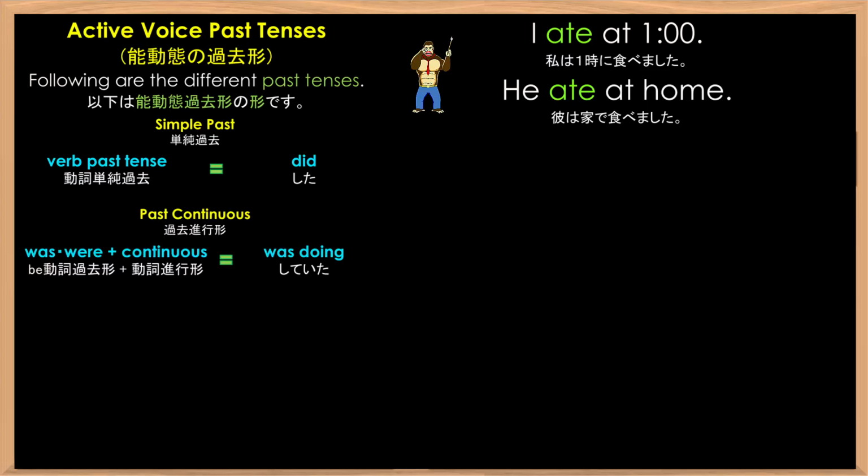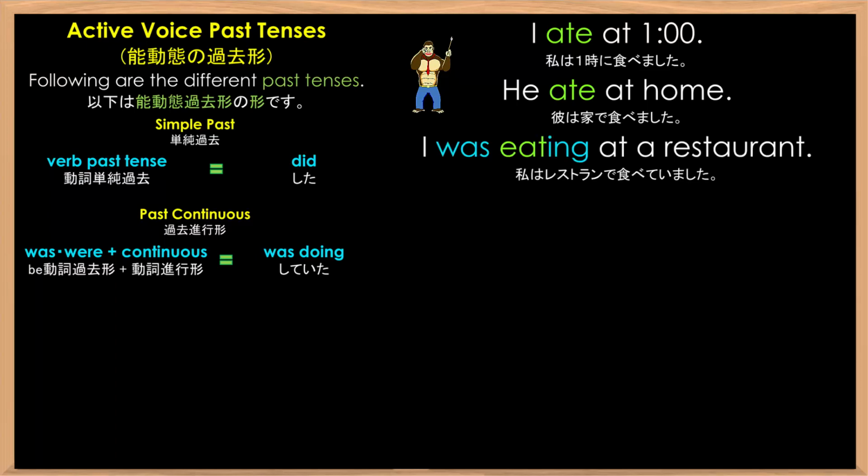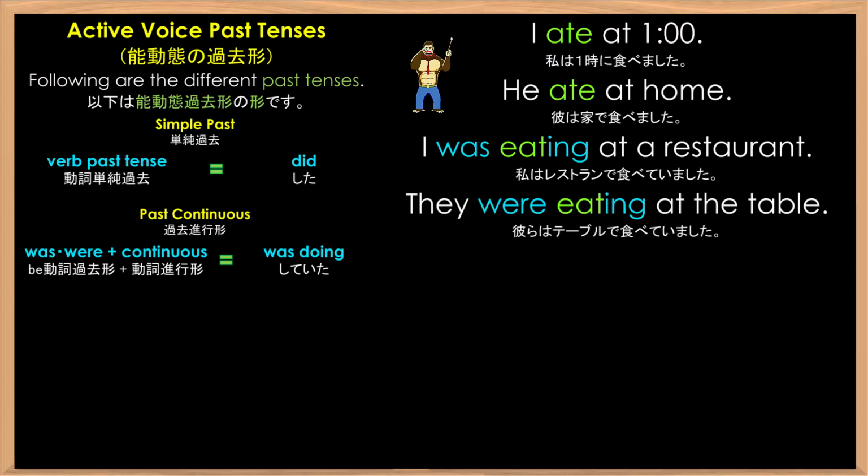Next we have past continuous. Was or were plus continuous, as in, was doing. For example, I was eating at a restaurant. They were eating at the table. This refers to something that was happening in the past, but at a certain time period. So not one point, but a duration of time. So compared to the simple past, at one point in the past, something happened. This refers to something that happened over a duration in the past. That's why you use the form I was eating.